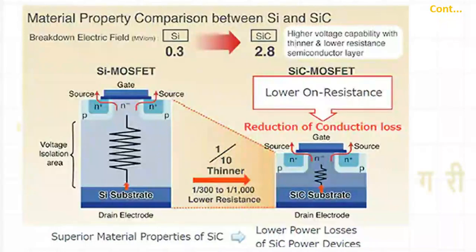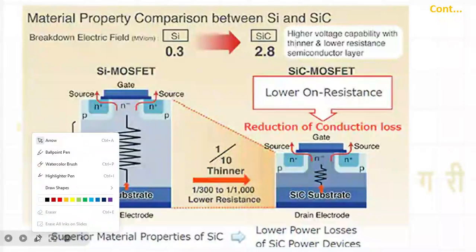So during the turn on, these losses occur in the on state resistance. The current flowing through this on state resistance will cause the losses in the device. But if we see the silicon carbide device, the on state resistance value is very low, so there are very few losses and our efficiency will be increased.